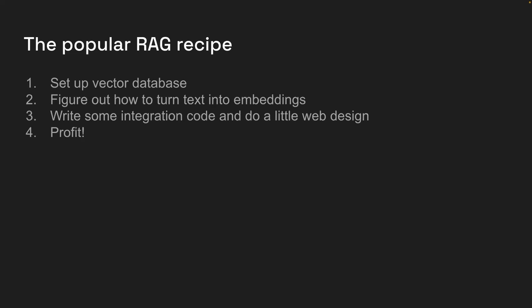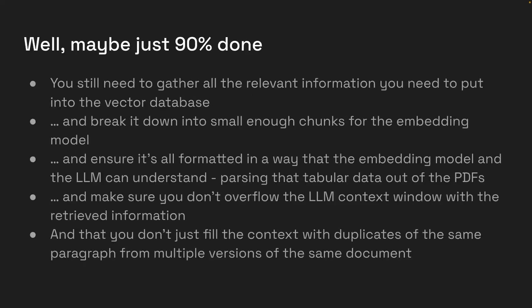So now with this architecture, there's a simple 4-step process. You set up the vector database, you figure out how to turn the text into embeddings, you write some integration code and do the prompt design, and then you're done, right? You have a RAG application. It's amazing. It's going to unlock tremendous business value. Except there might be a few things that you still have to do. First, you need to gather all the relevant information you need and put it into the vector database.